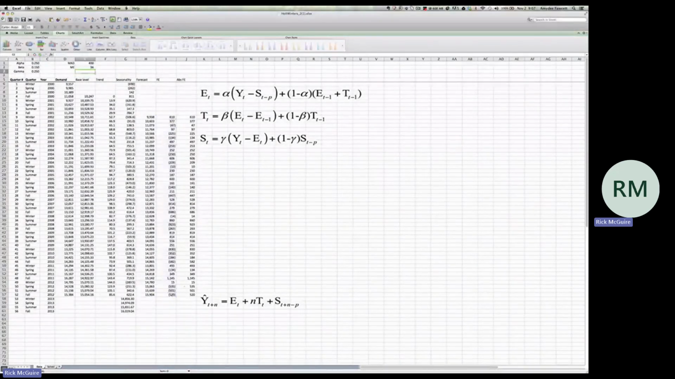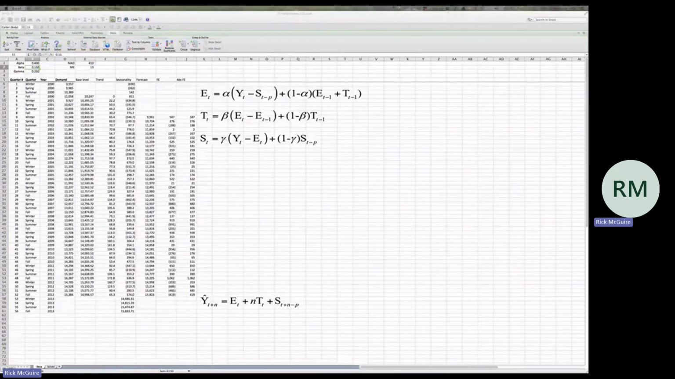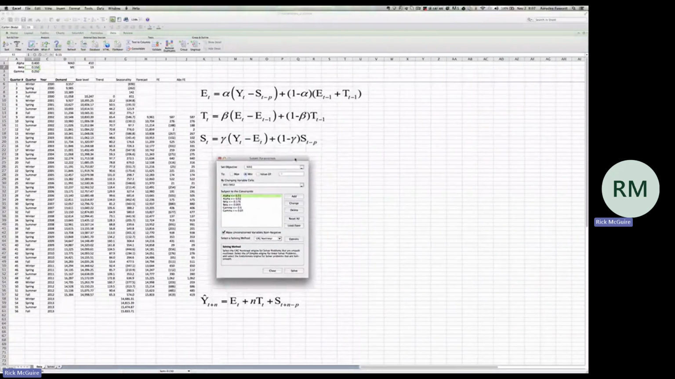So now with that being said, I can figure out what happens if I change the values of alpha, beta, and gamma. So for example, what happens if I change alpha to, let's say, 0.4? Now you can see here my mean error goes down quite a bit, although my mean absolute deviation goes up. What I can do, of course, is use the computing power of Excel to find the values of alpha, beta, and gamma that will actually minimize forecast errors. So what I will do is use Excel Solver, and I will tell Solver to minimize my mean absolute deviation by changing the values of alpha, beta, and gamma.